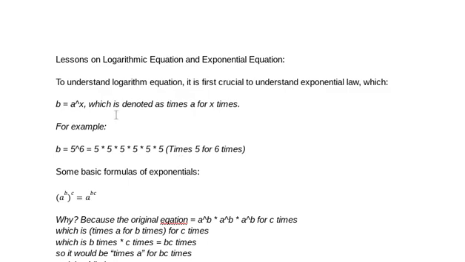Exponential is any number that is in the form of a to the power of x, which is denoted as a times a, for x different times. So for example, let's say we have 5 to the power of 6, which is 5 times 5 times 5 times 5 times 5 times 5, which is times 5 for 6 different times. The result is going to be 15625.